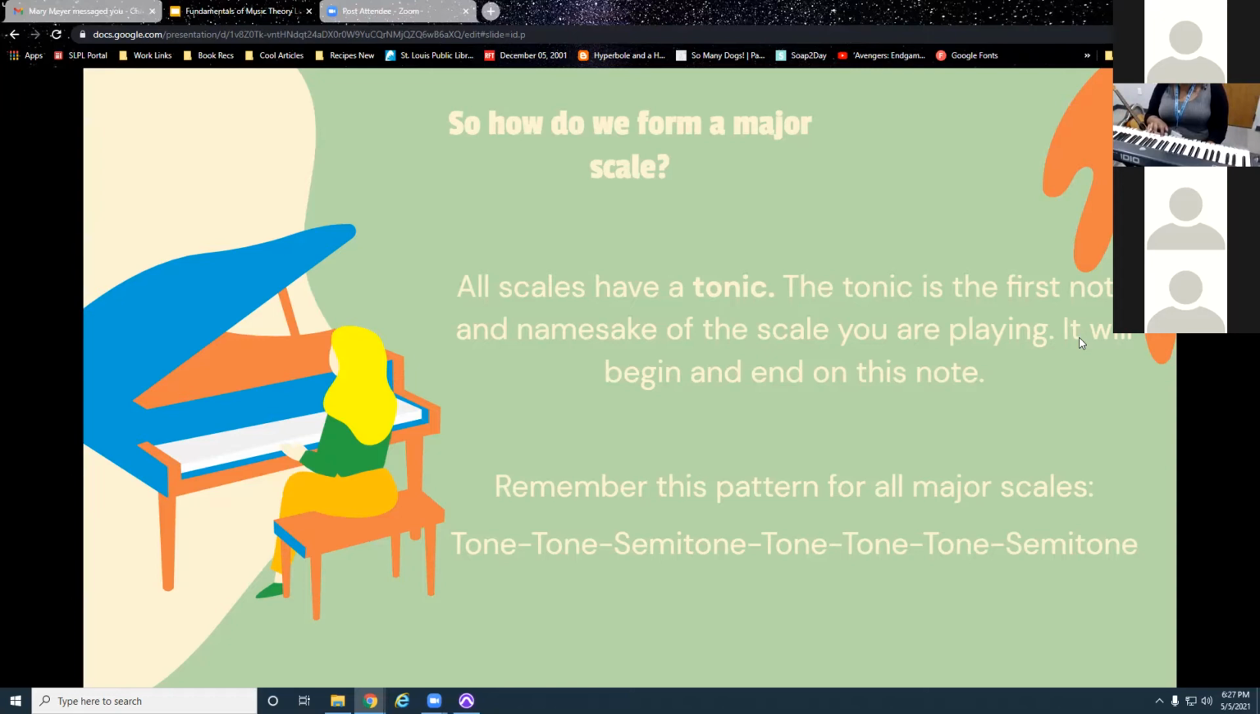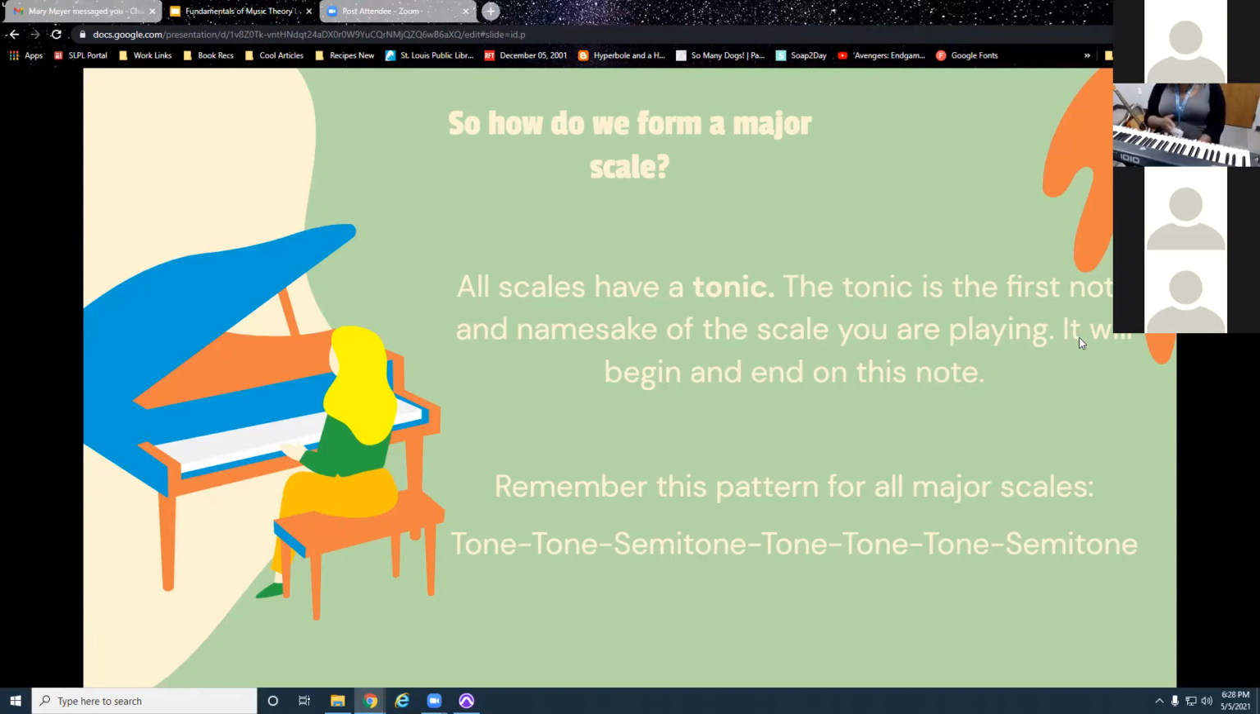So F to G is a tone, G to A is a tone, but now we need to go one semitone. So we need to go A to, sorry, my mistake, A to A sharp. And then from A sharp, we need to go a tone. So we would go to C. And then we need to go another tone, C to D. One more tone, D to E. And then finally, we finish with a semitone. And then we have E to F.